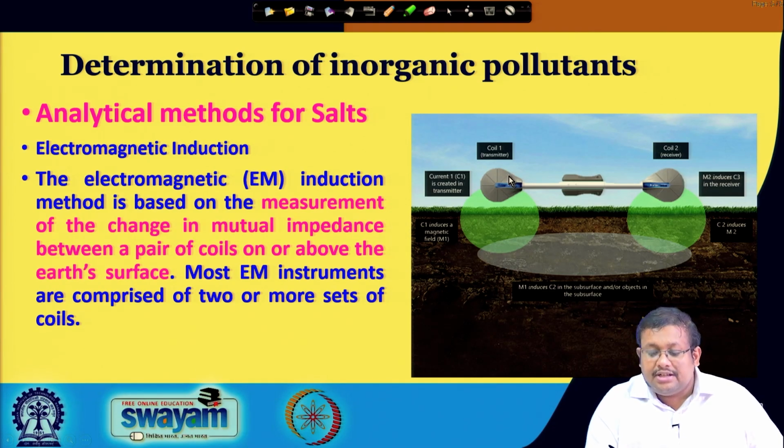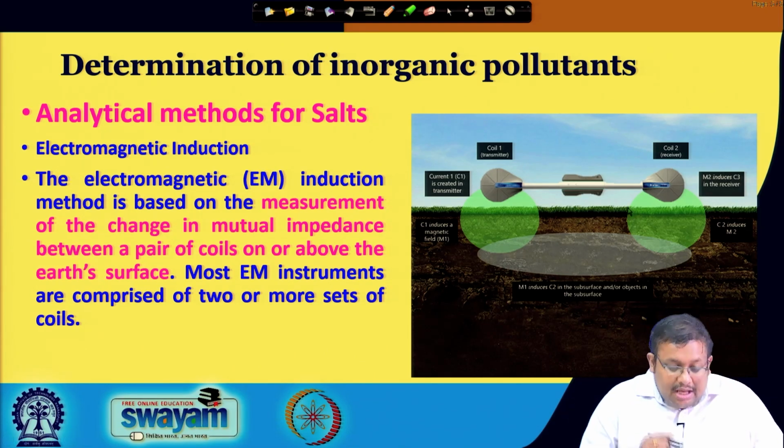So, the first coil is known as the transmitting coil and the second coil is known as the receiver coil, and they are separated by a fixed distance. So, in this electromagnetic or EM sensor, there are two coils which are separated by a fixed distance, one is the transmitting coil and another is the receiver coil. Basically, we apply this EM method by measuring the change of impedance between a pair of coils on or above the earth surface.